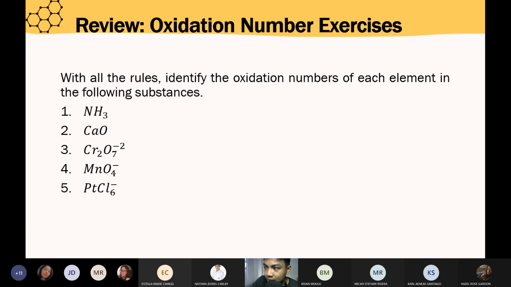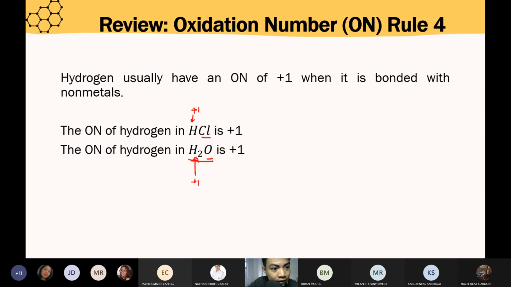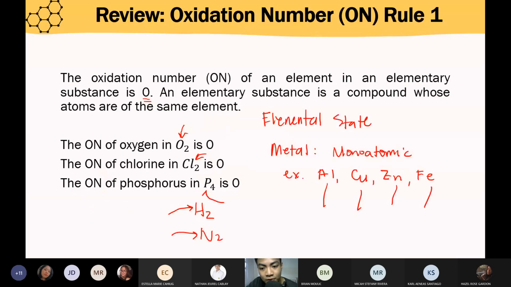Okay? So we have 5 items here. I will answer all of them so that makita nyo yung rules ng maigi. Okay? So before we continue answering, let's just have a short recap of all the rules.